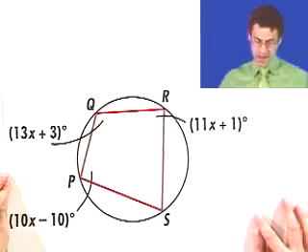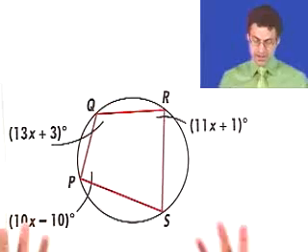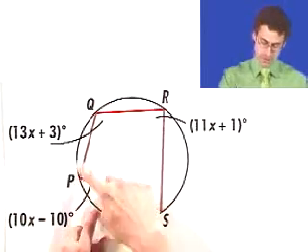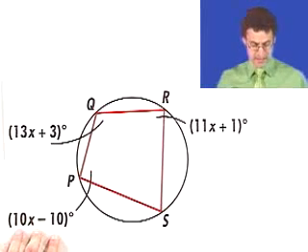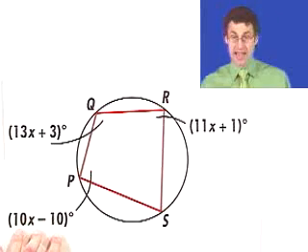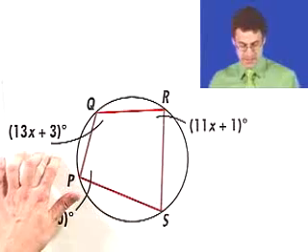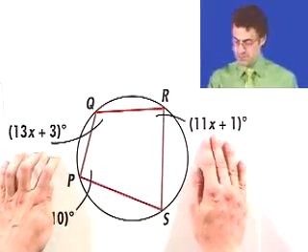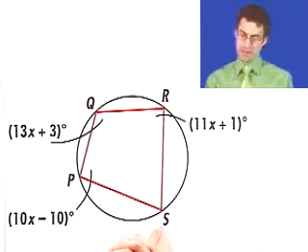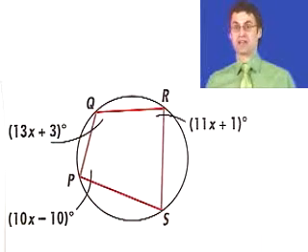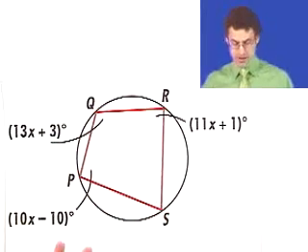So, here we've got this quadrilateral randomly drawn in, but it's inscribed in a circle. That means that all the vertices actually touch the circle. And we're given various things. For example, if the measure of this is 10x minus 10, then this is 13x plus 3, and this is 11x plus 1. We don't know anything about s. And you know what our job is? Our job is to actually find the measures of all the angles. Wow. How can we possibly do that?